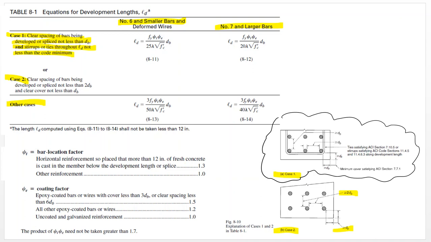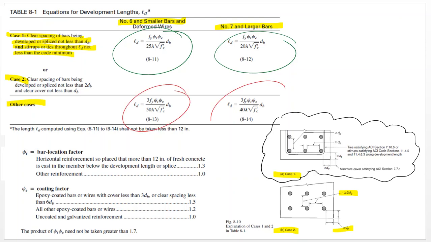So either you have stirrups and the bars can be placed closer together, or you don't have stirrups and the bars have to be placed farther apart. If you meet these requirements, you can use the formulas shown right here. If you don't meet those requirements, then there is a penalty and the development length is larger, and then you fall into this category right here.